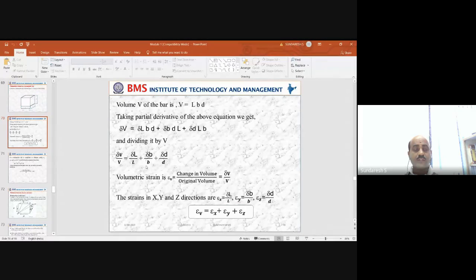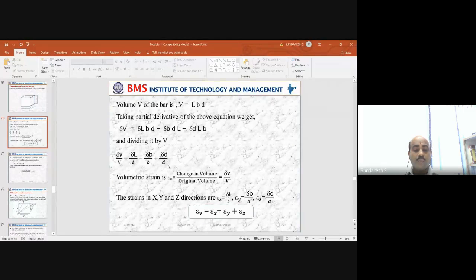Now moving on to the RHS terms. Look at the first term here, delta L by L. What is delta L by L? It is the strain in the X direction because L is the dimension in the X direction. So delta L by L is nothing but the strain in the X direction. Similarly, delta B by B is the strain in the Z direction. And of course, delta D by D is the strain in the Y direction.